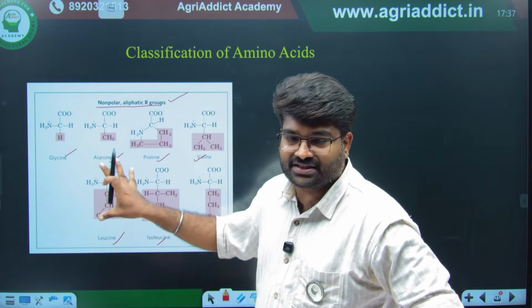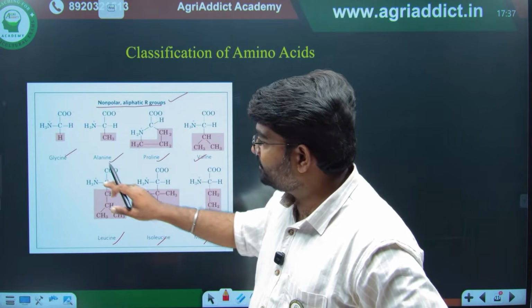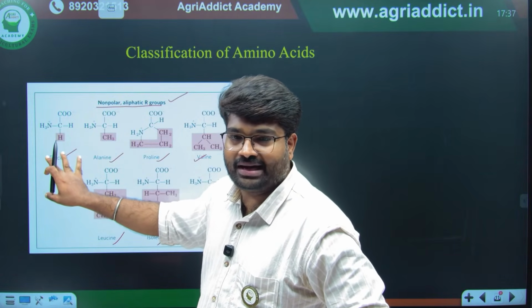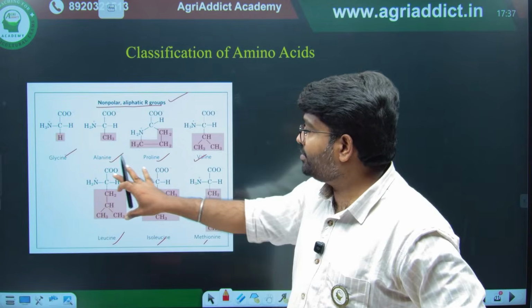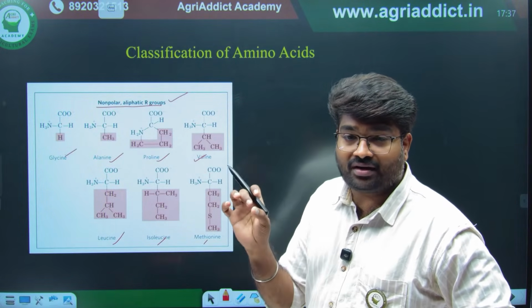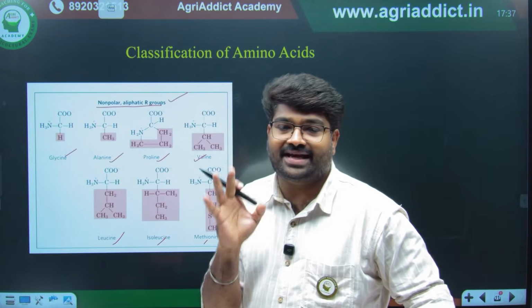If you see the speciality of each and every amino acid, we have already discussed this. Glycine is a non-chiral amino acid. Then the most important thing you have to take from this slide is what are the examples of branched chain amino acids.